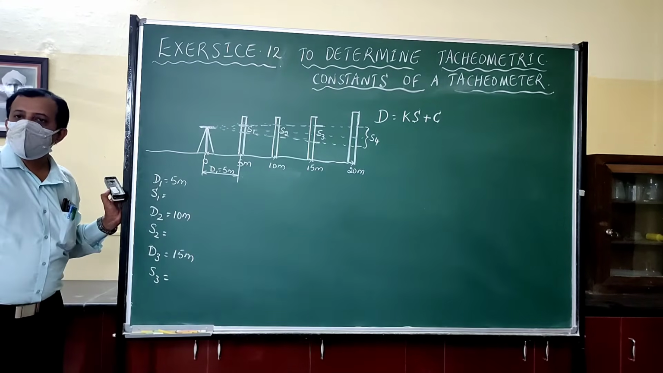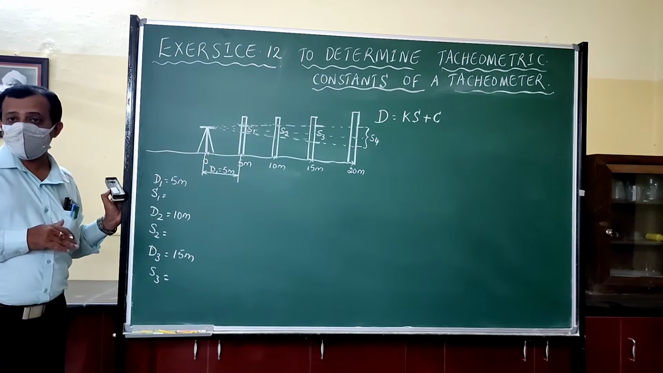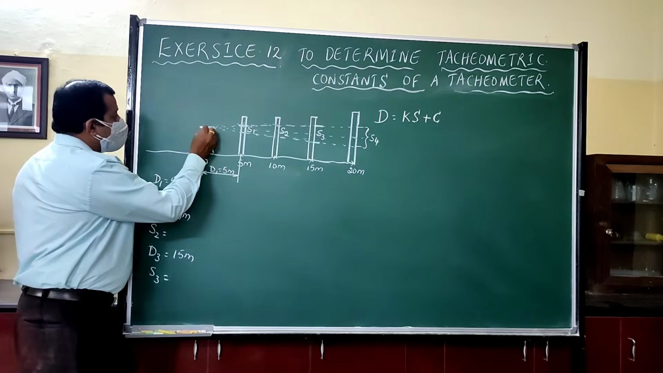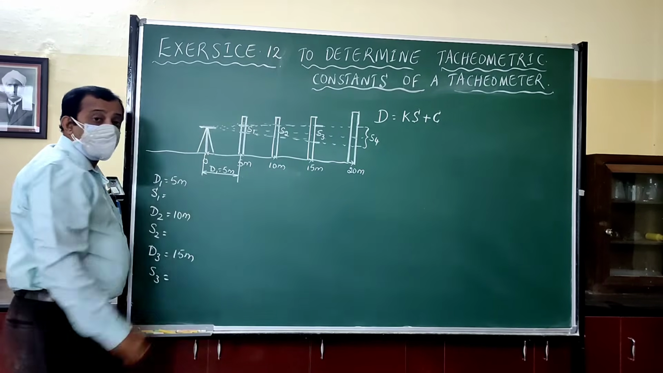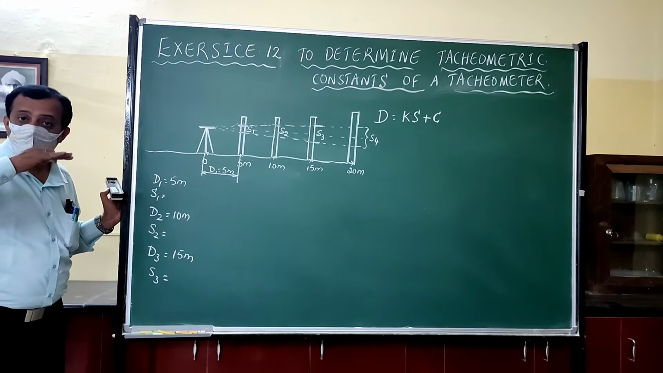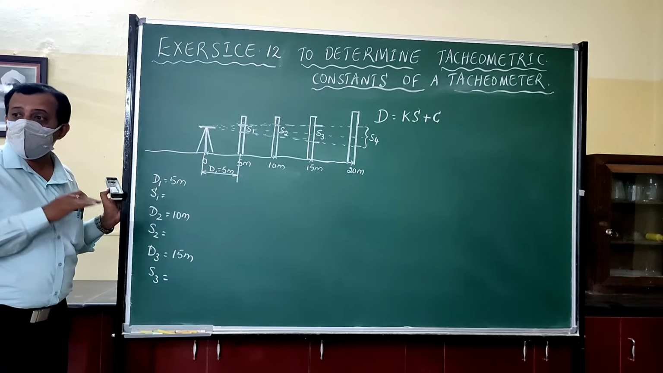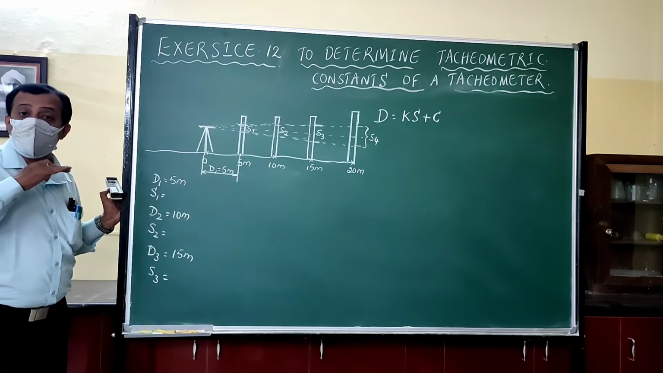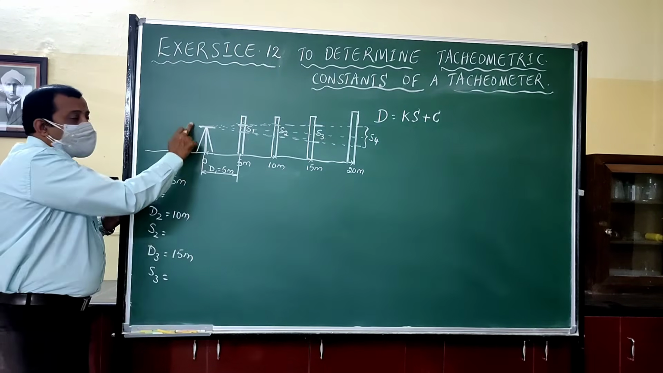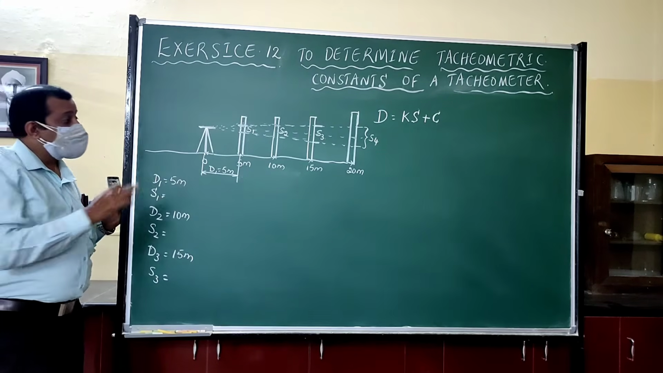Before noting down the staff intercept, before starting the exercise, after doing the temporary adjustments, you have to make the vertical angle 0 degree, 0 minute, 0 seconds. You have to make the theodolite level, right? Then only you can take the staff intercepts. Don't make any inclined side. Let us have a horizontal side. To have a horizontal side, you have to make the vertical angle 0 degree, 0 minutes, 0 seconds, and then take the staff intercepts.